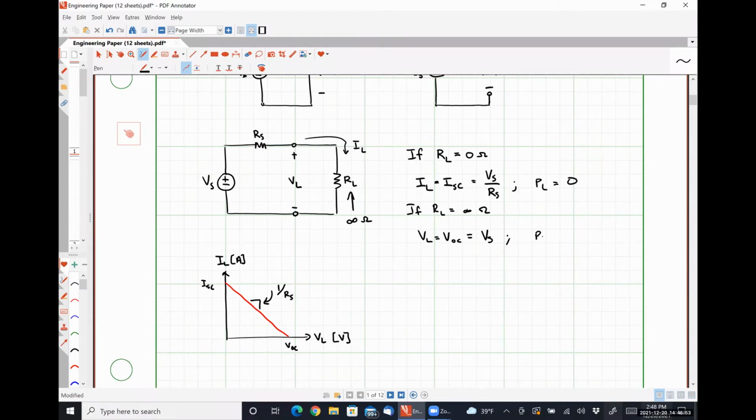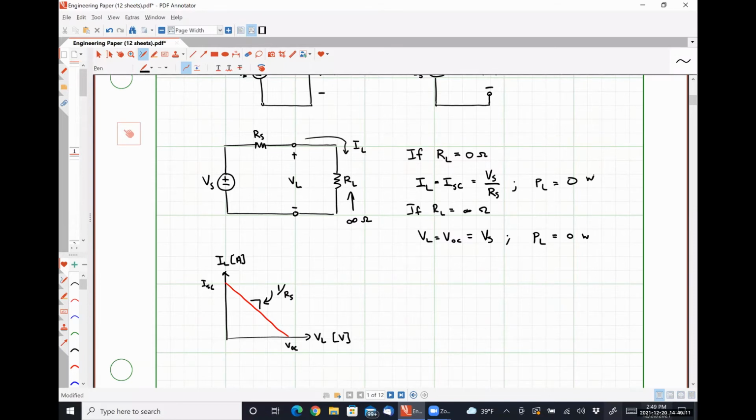While we're at it over here, how much power is absorbed by my load when my load is an open circuit? 0, because no current can flow. Absolutely right.